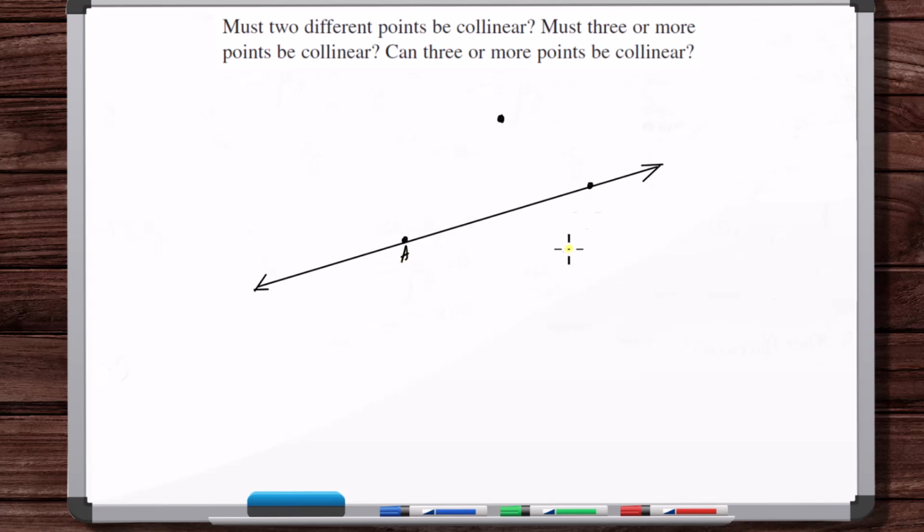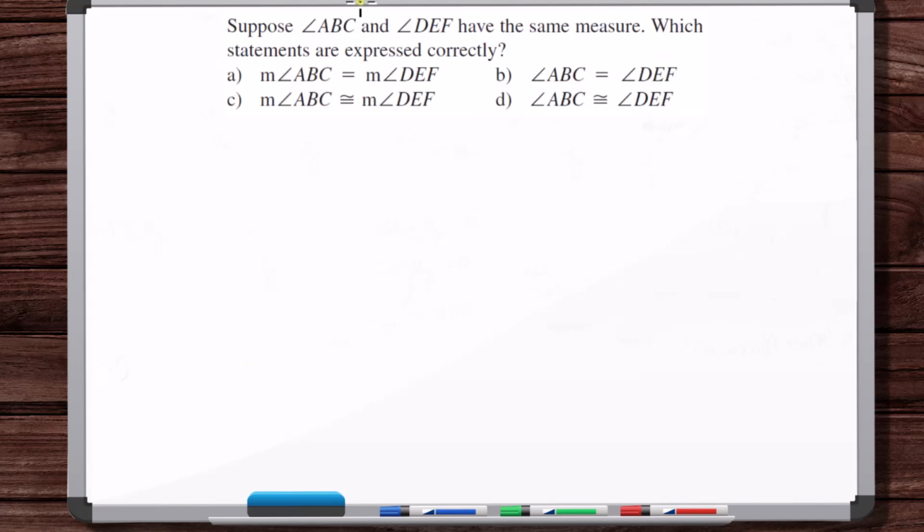Let's call that A and B, and this is C, but A and B are collinear with point D. A, B, D, and E are all collinear. So there's 4 points. Suppose angle ABC and angle DEF have the same measure. Which statements are expressed correctly?